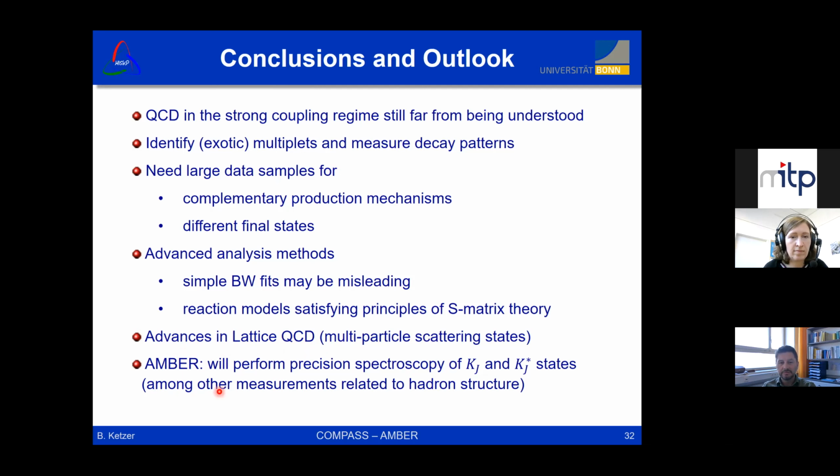And with AMBER, the goal would be, among many other measurements related to hadron structure and proton radius and so on, we'll perform precision spectroscopy and hopefully rewrite the PDG for the K_J and the K_J star states as we did for the a_J and the pi_J states.